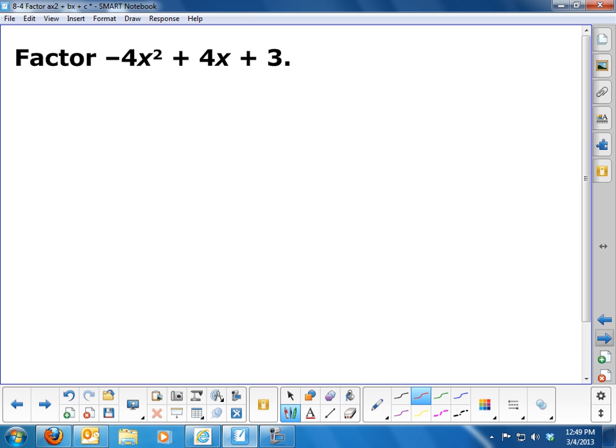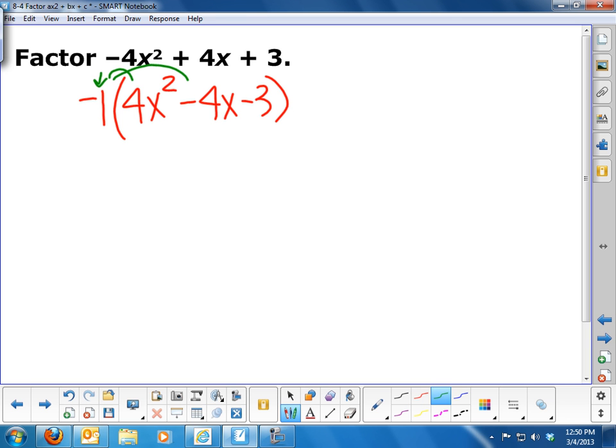So before I get going, I'm going to factor out a negative 1 from each of my terms in this trinomial. If I factor out a negative 1, I think negative 1 times what gives me 4x squared? Well, that would be a positive 4x squared. That is the goal right there, to get inside my parentheses a new trinomial in which my leading coefficient is a positive number. So I get 4x squared, and then this would give me minus 4x and minus 3.